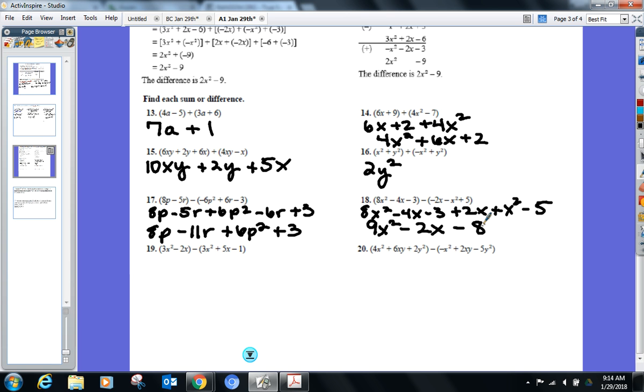In your groups, 19 and 20. Go ahead. Be careful. There's a lot of different variables working here.